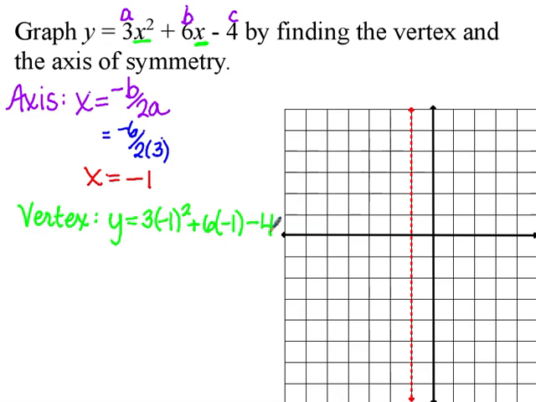So when I square negative 1, what do I get? Positive 1, right. So I have 1 times 3, which is 3, plus negative 6 minus 4. What's your y value? Negative 7. Okay, so 1, 2, 3, 4, 5, 6, just barely fit.